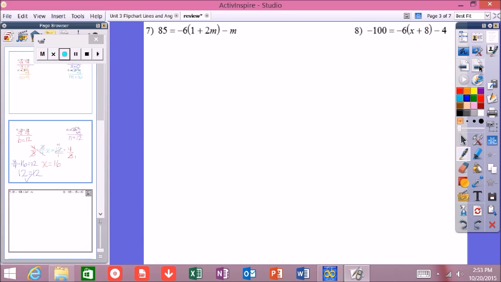Our next problems are a little more difficult. These have parentheses. So the property we use to get rid of the parentheses, or to simplify, is the distributive property. On number 7, I'm going to bring down 85, and I'm multiplying the -6 into the parentheses. -6 times 1 is -6, and -6 times 2 is -12. Remember, I only like one sign, so instead of writing plus negative 12m, I'm going to write minus 12m.